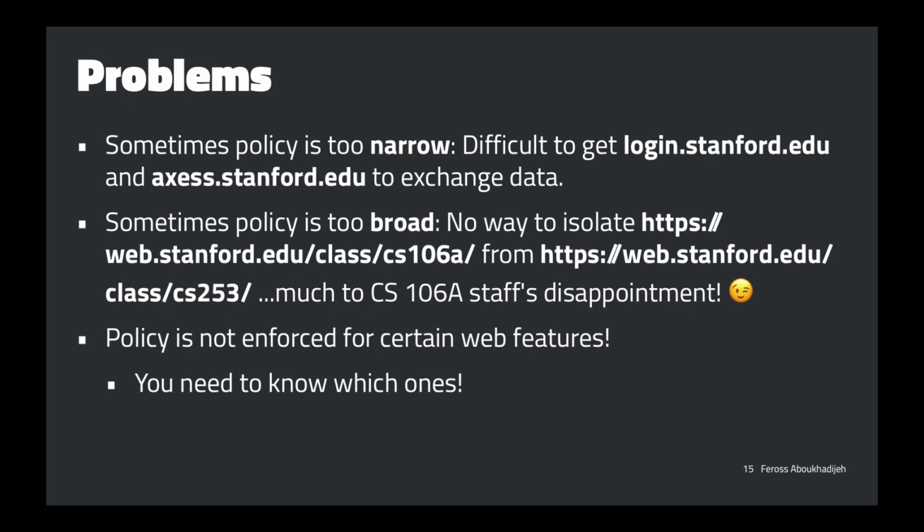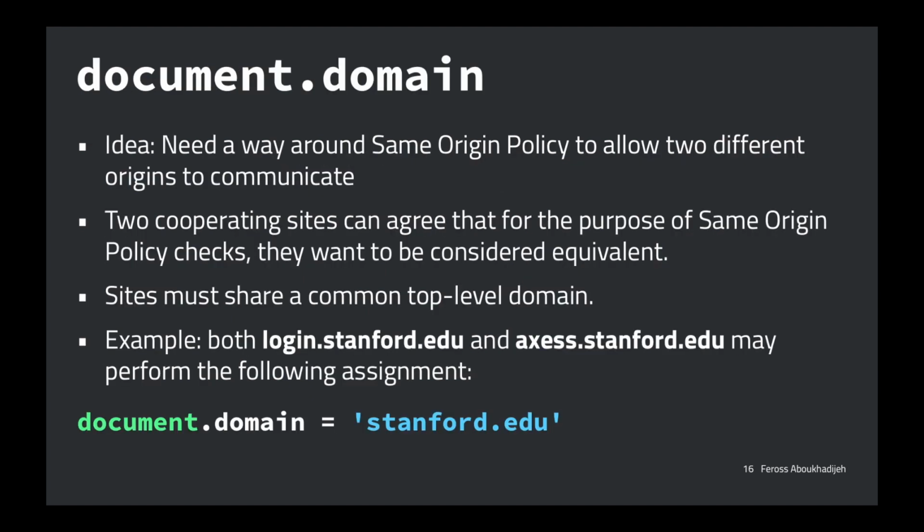And then of course the other problem is that sometimes it's not enforced for certain legacy web features, like form submissions, and we need to know which things in particular it's not enforced for. If we don't, then our site will be vulnerable. So let's talk about a couple of ways to relax the same origin policy when we want to cooperate with another site.